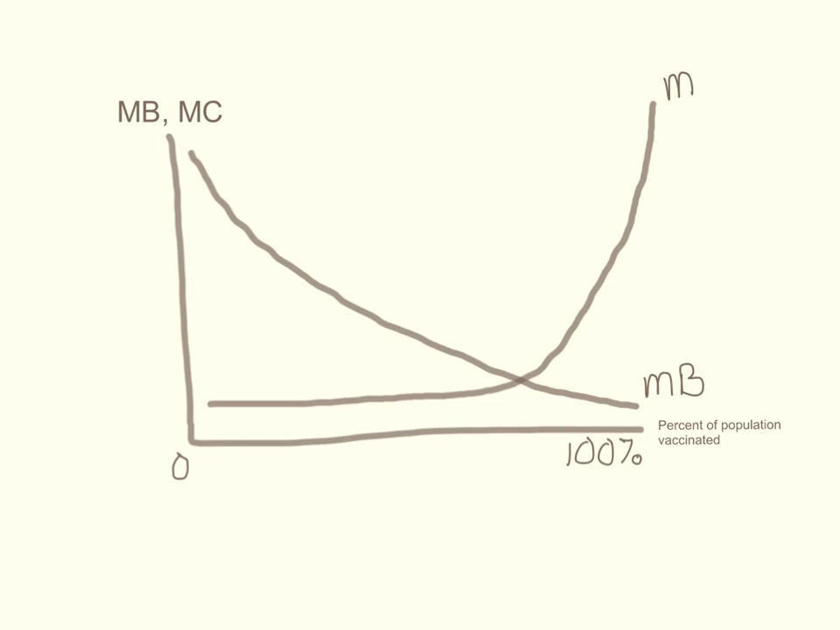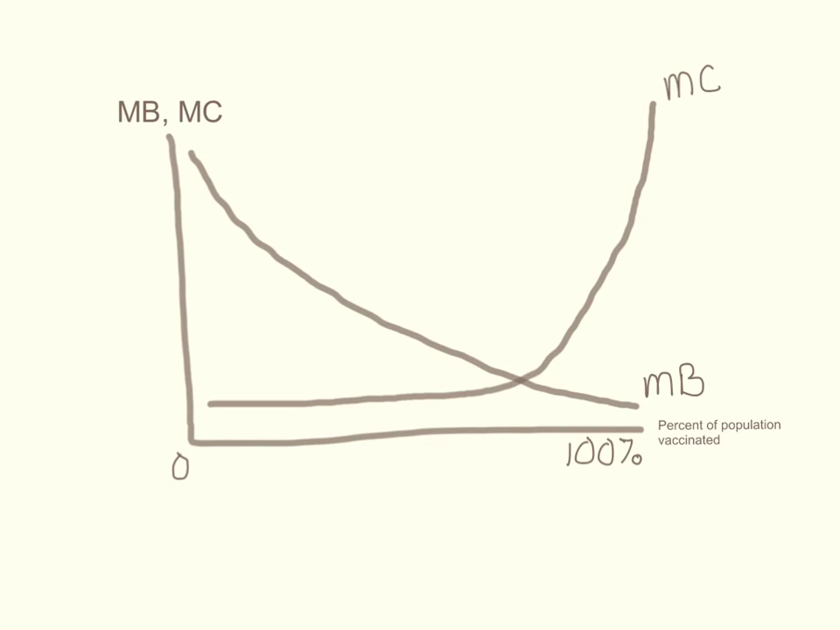So getting the last few percent of the population vaccinated is going to be extremely expensive. Perhaps these are the people that live in far out rural areas, and perhaps they are afraid of getting vaccinated. They don't trust the public health system. And so it's going to be really difficult to get that complete 100% vaccination rate.